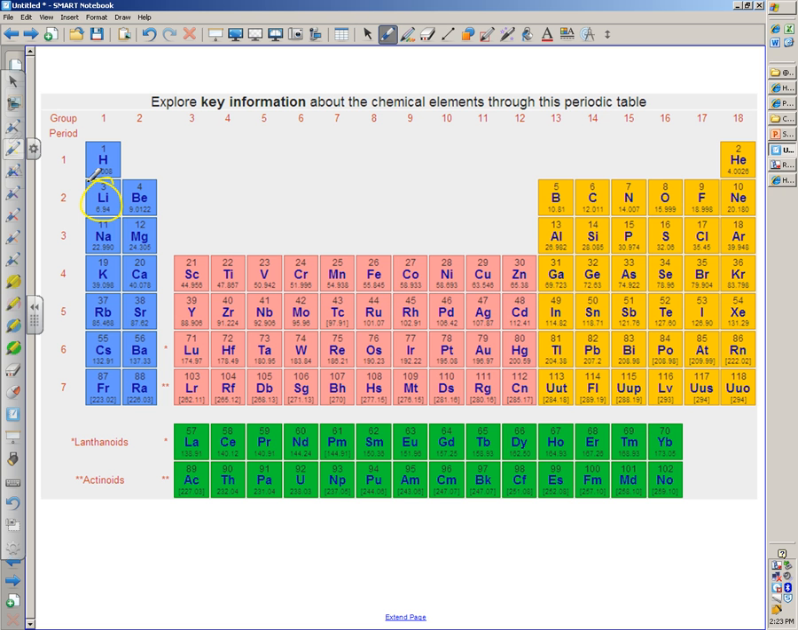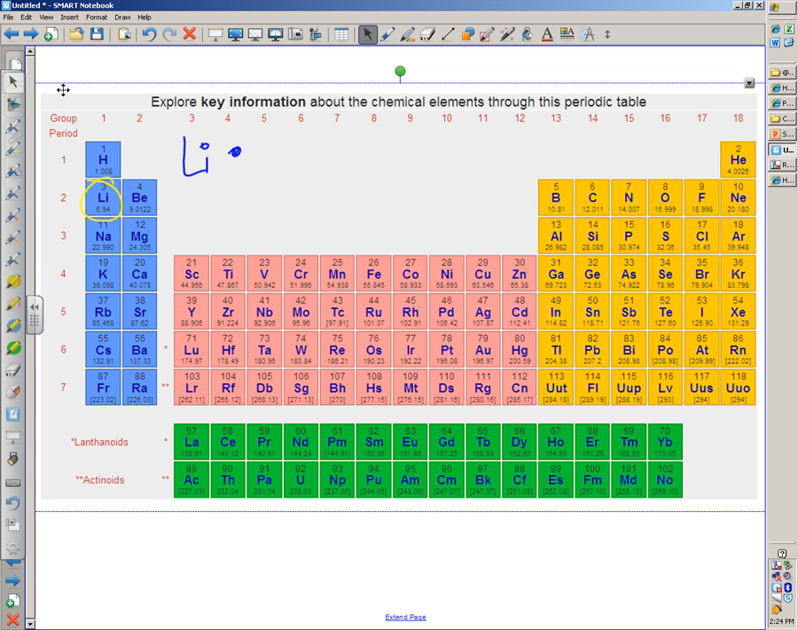What family is it in? Alkali metals. What group is it in? 1. We said that all of the elements in group 1 are all similar. Why? Same valence electrons. Specifically, how many valence electrons? 1. So if we're drawing the Lewis structure for lithium, we start off writing lithium's elemental symbol, and then we draw a dot to represent its 1 valence electron. So there's the Lewis structure for lithium.